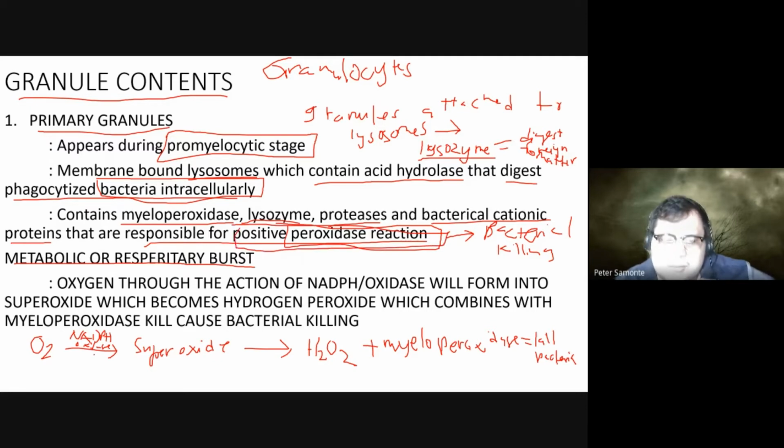So oxygen, with the action of NADPH or oxidase, would form superoxide. Now, superoxide would then become hydrogen peroxide, which would now combine with myeloperoxidase, causing your bacteria to be killed. This process is known as your metabolic or respiratory burst. Do remember that.